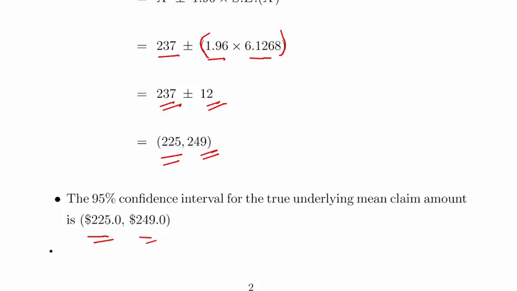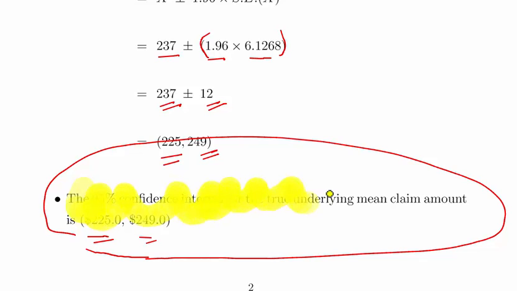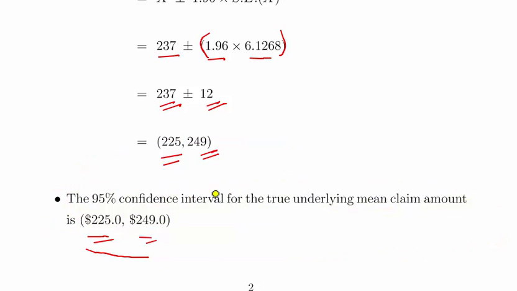A little sentence at the end: the confidence interval for the true underlying mean claim amount is 225 to 249. Just a little sentence like that at the end is helpful, particularly if you're dealing with thousands or tens of thousands, and you're working in units of 1,000. Basically, you go for the A1 answer, just put in a little sentence like that at the end. Okay, so we'll leave it there.